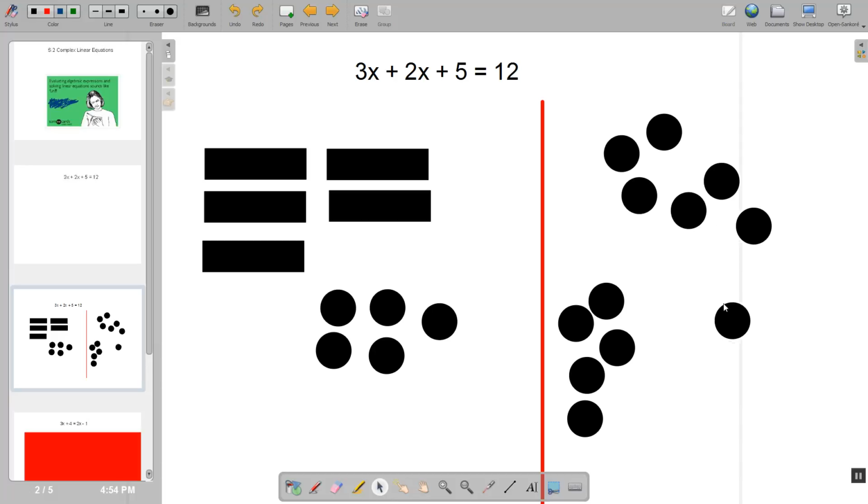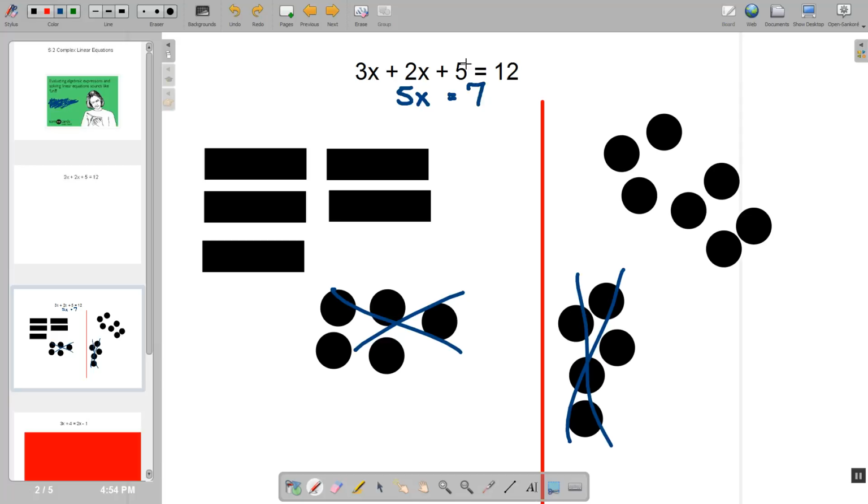And it looks like I can actually get rid of all of these chips right away, which leaves me with, and I'm going to write it up here, 5x equals 7. And then I'm just going to simply divide both sides by 5, which is going to give me each individual x is equal to 1 or 7/5 or 1 2/5 or 1 4/10. So any of those answers would be fine. I don't have a problem with each one.